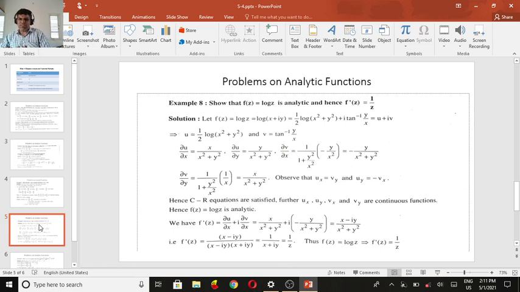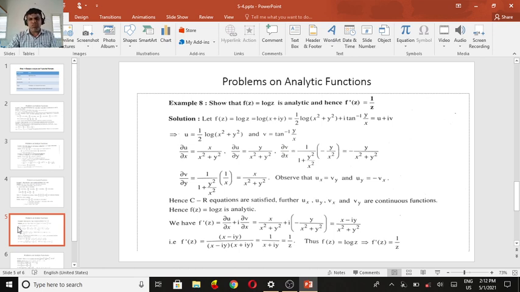Now we come to one more example regarding the log z formula. f(z) = log z is analytic, and hence the derivative of f(z) is 1 by z. In the same way, let f(z) = log z, so log of (x + iy). Again we separate into u(x,y) + i v(x,y). So we get 1 by 2 log of (x squared plus y squared) plus the imaginary term i times tan inverse of (y by x). Again, this is the first, real and imaginary term, u(x,y) plus i v(x,y).